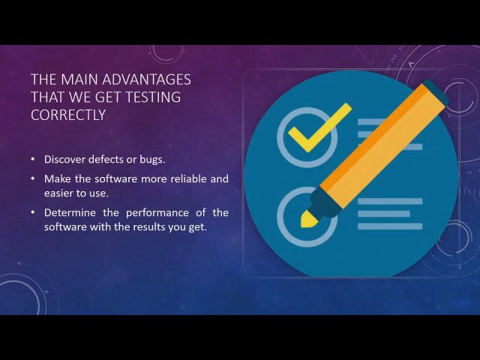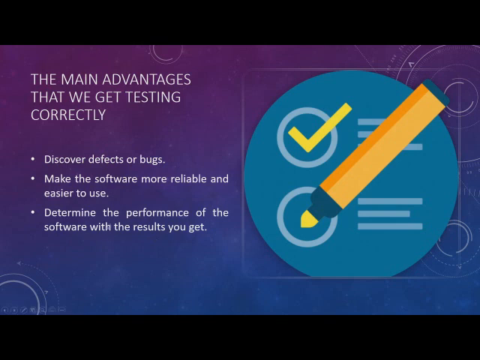Now I'm going to expose the main advantages that we get testing correctly the software. First is to discover defects or bugs, like we were previously talking. Next is to make the software more reliable and easier to use, because the feedback that the tester gives at the end of the test will help to improve the user experience. At last, we have to determine the performance of the software with the results you get.